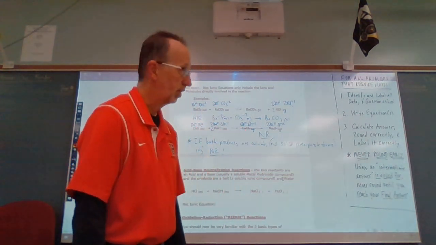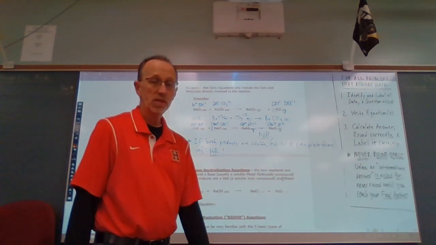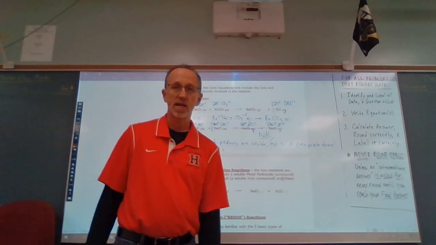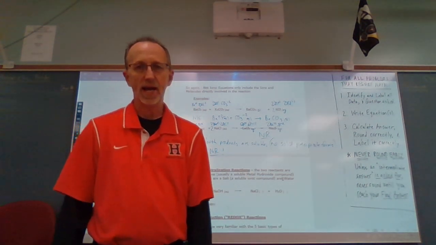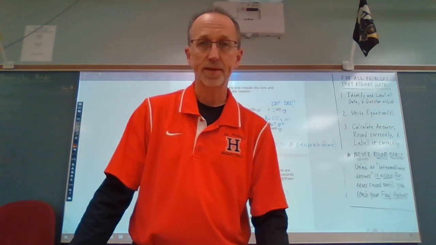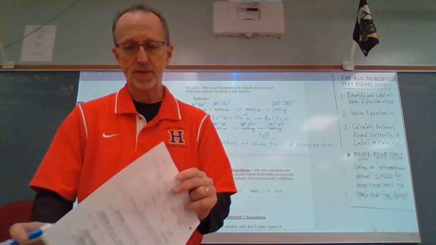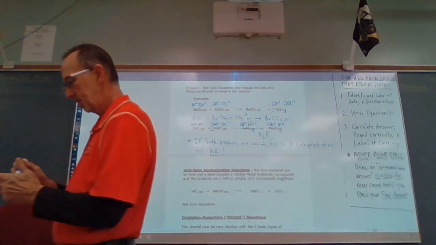So what you can do then, we'll balance the equation, we'll show the canceling of the spectator ions, and then you can just cross out the products and write NR. Be done with it. Okay? All right, let's go on to the next page. Just about done.